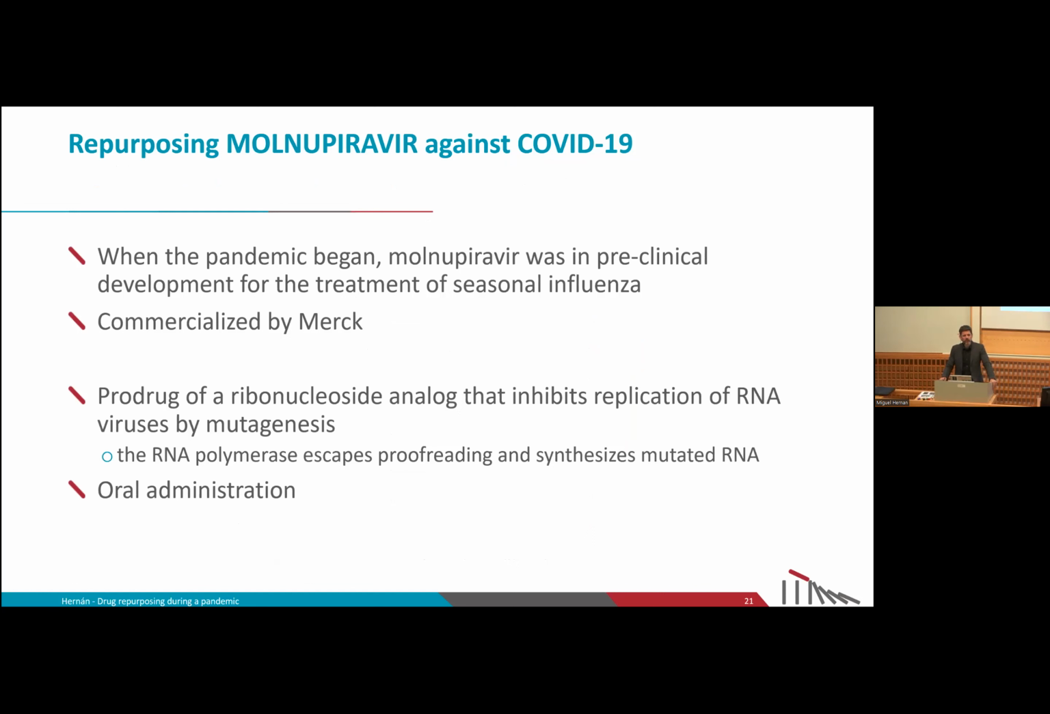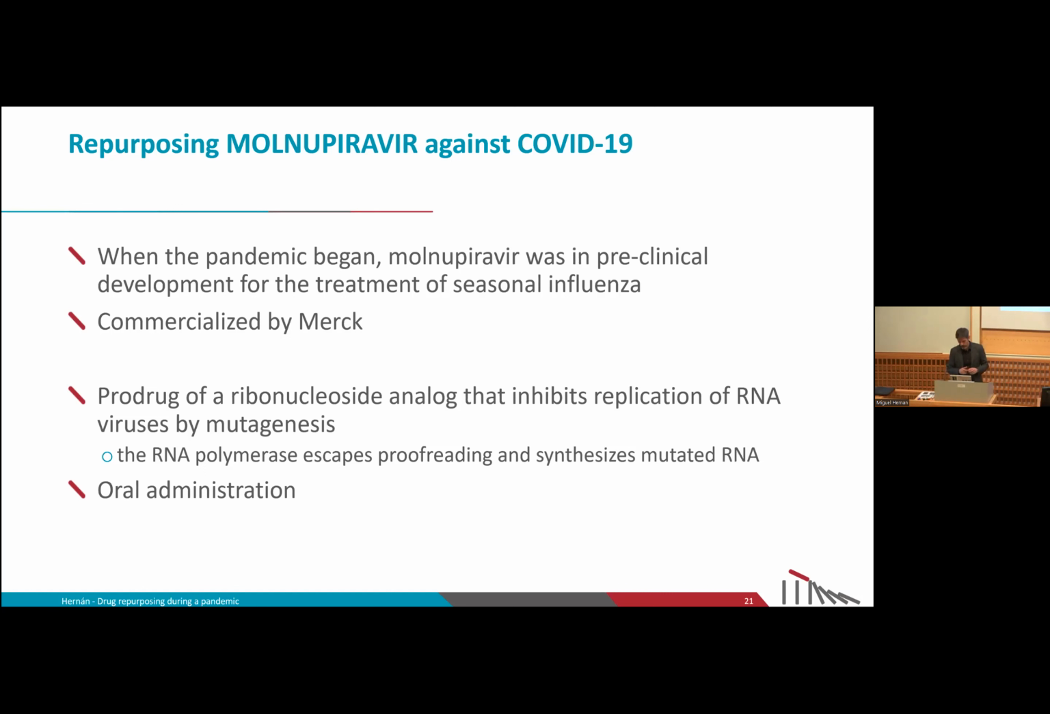So when the pandemic started, molnupiravir was in preclinical development, and it was being developed as a drug against the flu, and now it's commercialized by Merck. And this drug, after being metabolized, inhibits the replication of RNA viruses, but in a different way, not like remdesivir. It does it by creating a mutation.